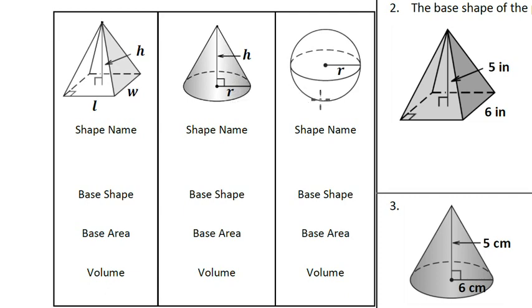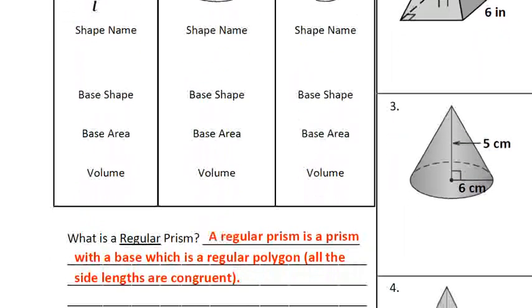The sphere is the oddball, very different from the rest of them. You'll notice in your notes there is no base shape, and the volume formula is right out of your flipbook notes. So fill that table out to get credit for that as I grade these.